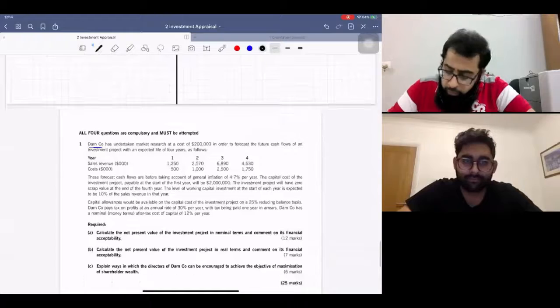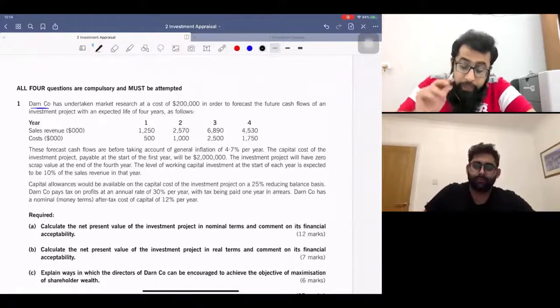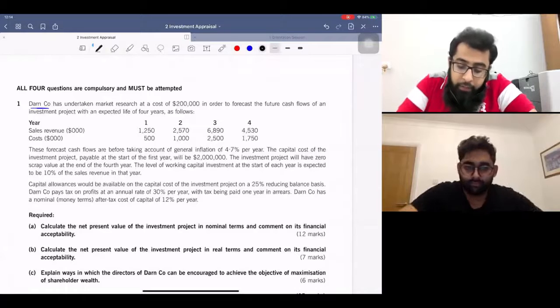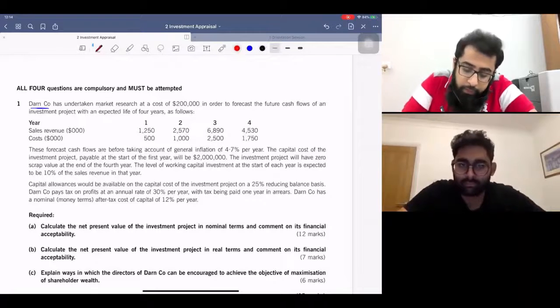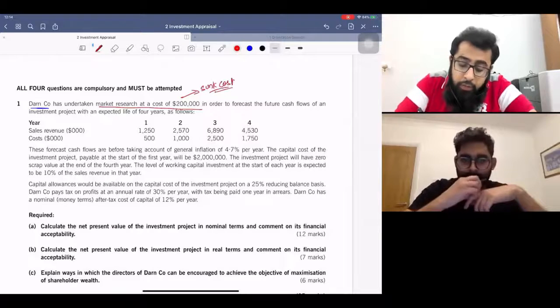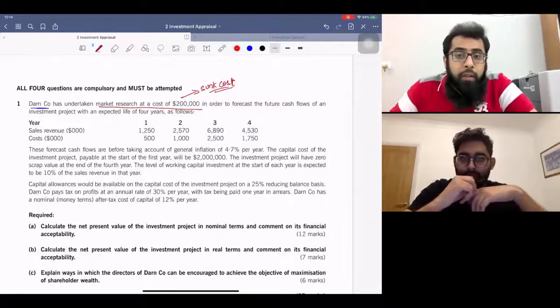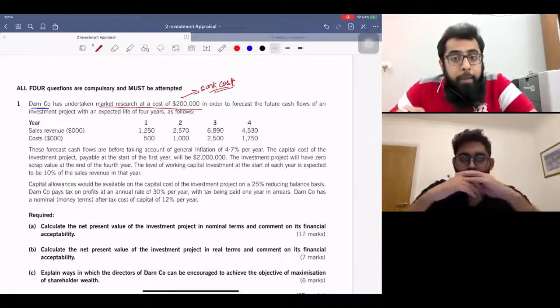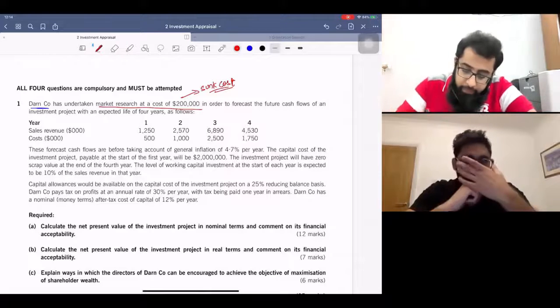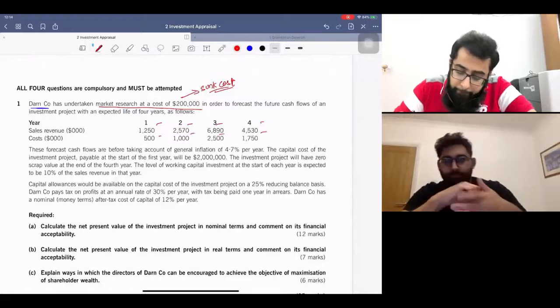And one more question which you need to do is Dawn Company. Let me help you out with some basic issues. There is market research cost of $2 lakh. It's a sunk cost, ignore it. Don't consider it in appraisal, because whether you start the project or not, your market research cost is wasted.